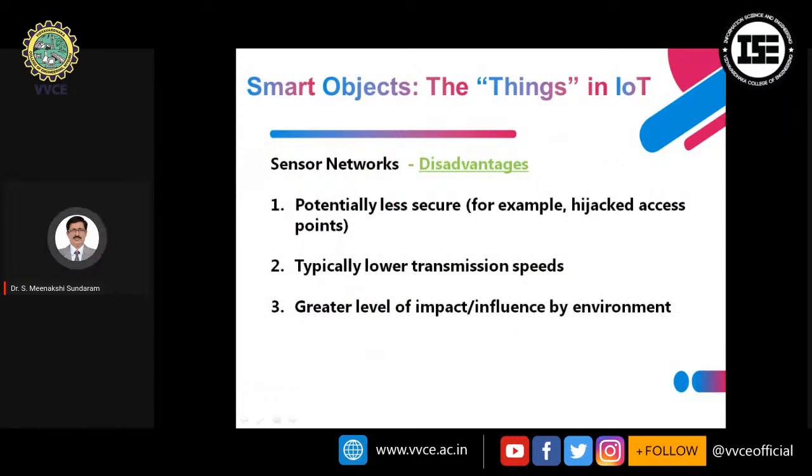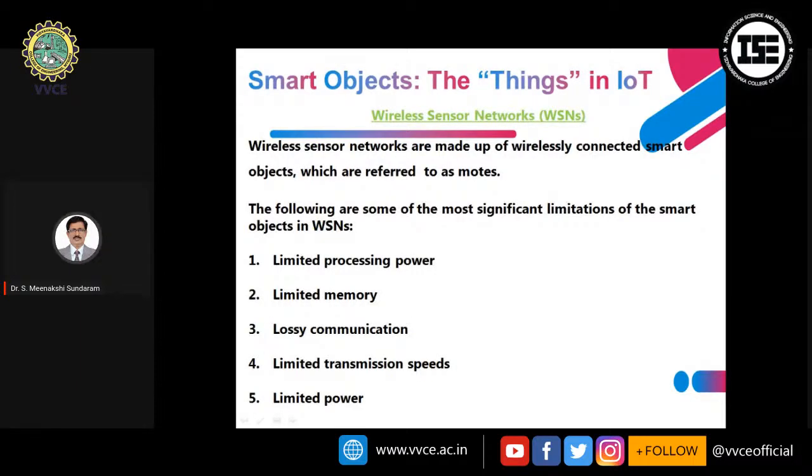Some of the disadvantages, as we know, are that when things become wireless, security becomes much weaker. For example, hijacking the access protocols, typically lower transmission speeds, which prevail in these wireless communications, and greater levels of impact influenced by the environment. Because of the environmental conditions, loss of data can also happen.